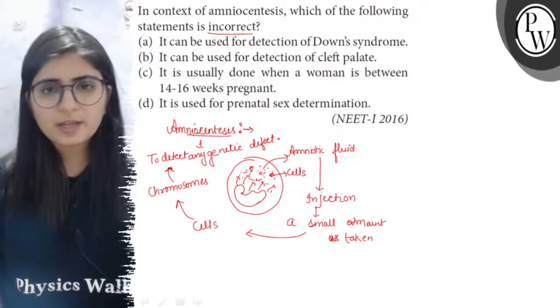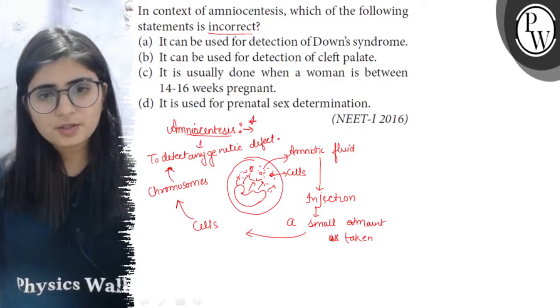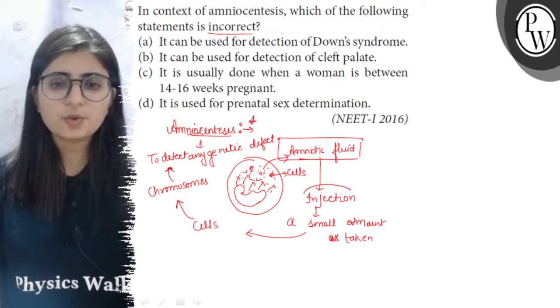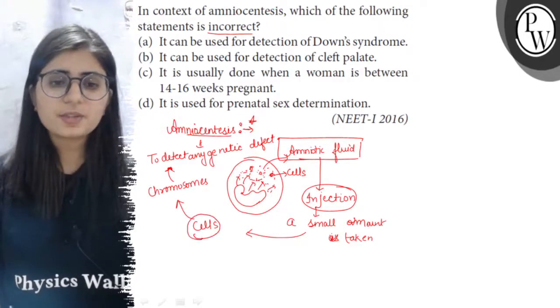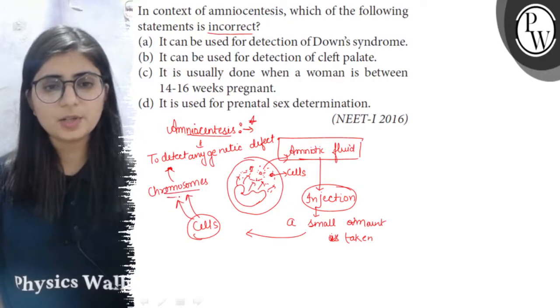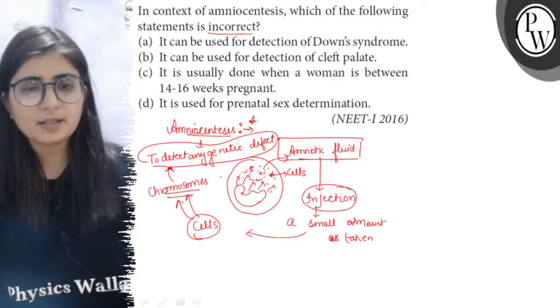So the process is very clear that it is a medical procedure. A small amount of amniotic fluid which is surrounding the fetus is taken out through an injection, and this fluid also has the cells or tissues of the fetus. So the chromosomal pattern of these cells is observed and it is used to detect any genetic defect that may be present in the fetus.